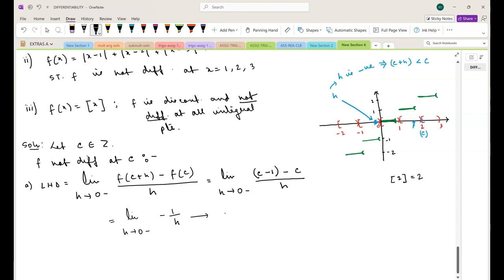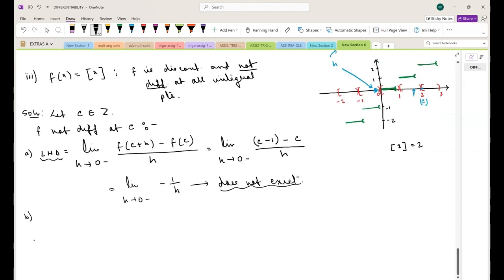So this limit obviously does not exist. Remember in class 11 we had done that if the numerator is non-zero and the denominator tends to 0, then the limit does not exist. So the left hand derivative does not exist. So from here itself you can say that it is not differentiable. But still we are going to go ahead and find the right hand derivative also.